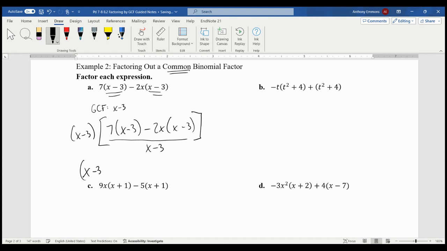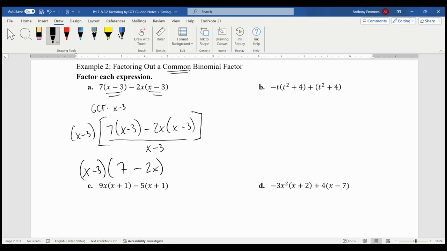So we'll have the x minus 3 out in front. 7 times the quantity x minus 3, then divided by x minus 3 is just going to be 7. And then negative 2x times the quantity x minus 3 divided by x minus 3 will just be negative 2x.